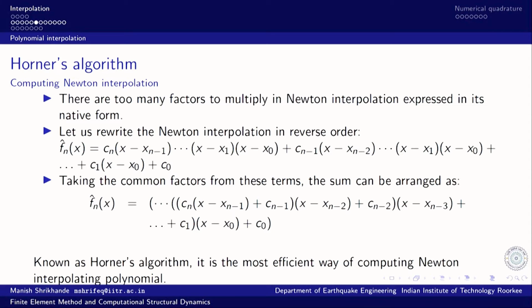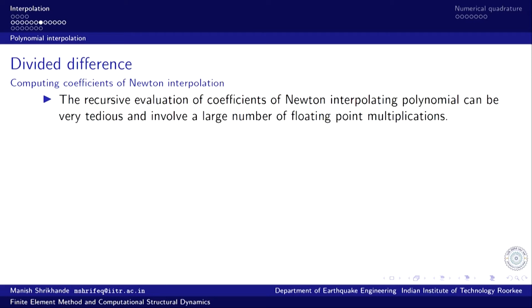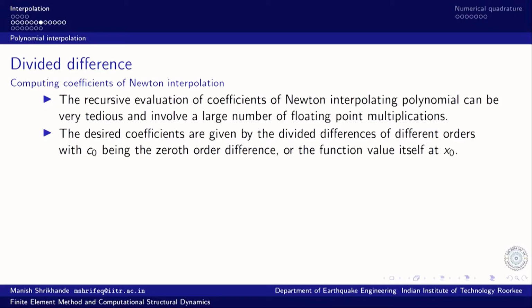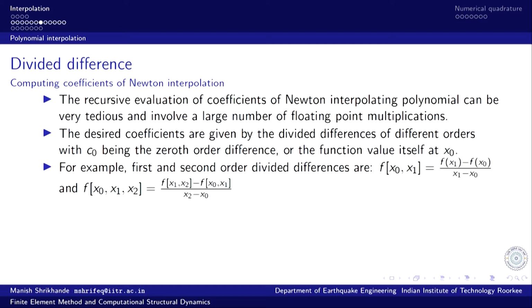So, as I said earlier, the computation of C 1 provided us a hint that we can actually compute these coefficients by way of divided differences. That is possible by using recursive evaluation of coefficients by using the divided difference of different orders, and C 0 being the 0th order difference. That is just the function value at x 0, then C 1 is the first order difference, and C 2 is the second order difference, and so on.